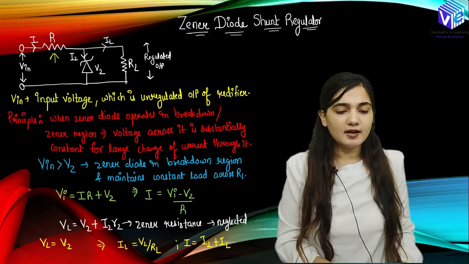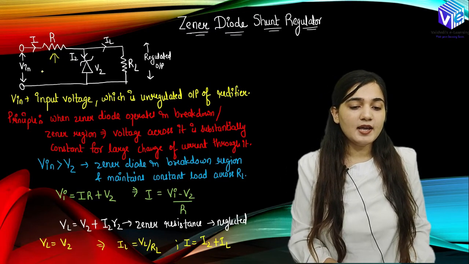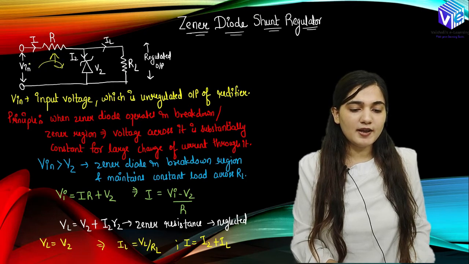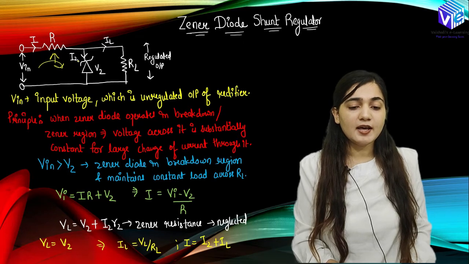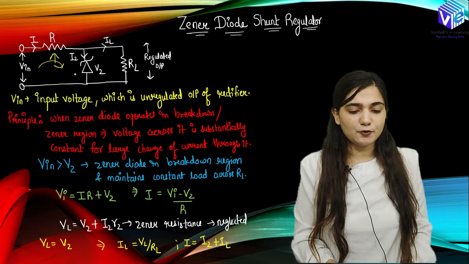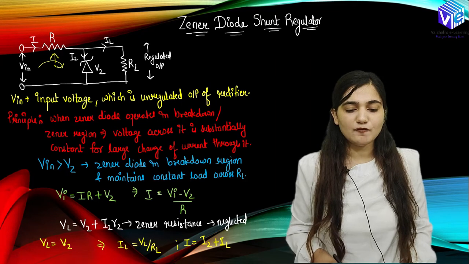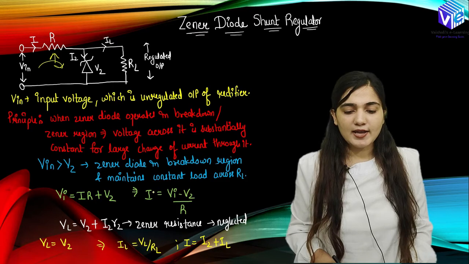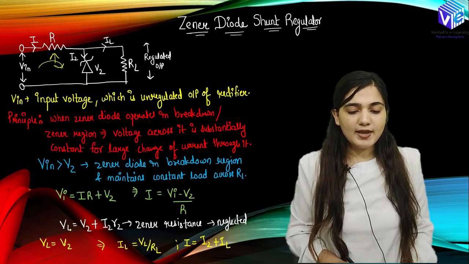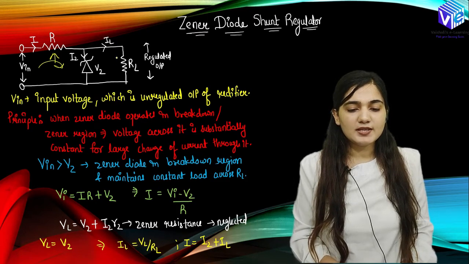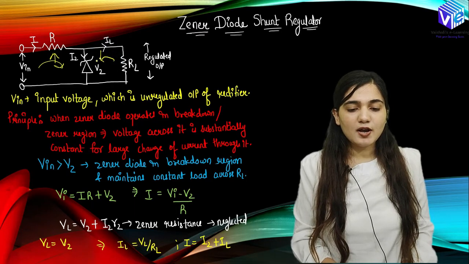So now let's apply KVL over here in the front loop. Here Vin will be equal to IR, the first voltage drop, plus Vz, the voltage drop across the Zener diode. So Vin is equal to IR plus Vz, and from here I can compute I is equal to (Vin minus Vz) upon R. So this is how I can represent the current. Now VL can be represented as Vz. So over here, if I talk about VL, VL is the voltage across the RL. It is going to be represented as Vz plus IZ times RZ.